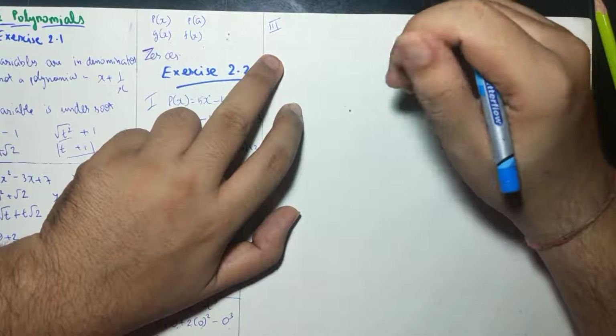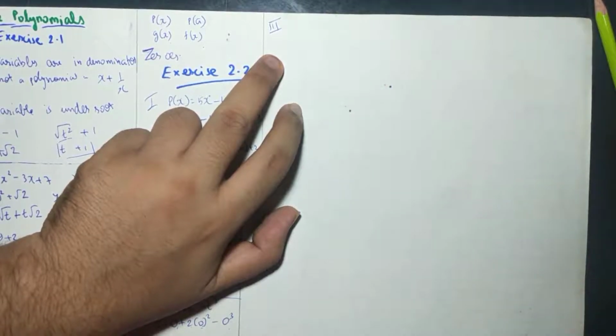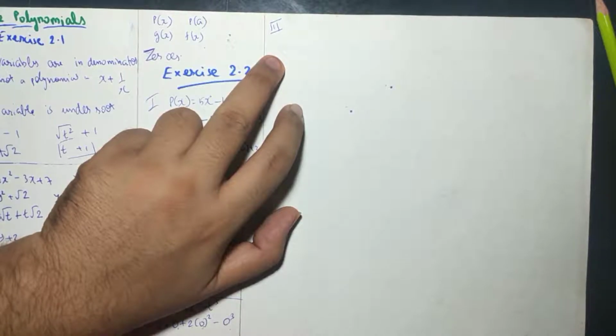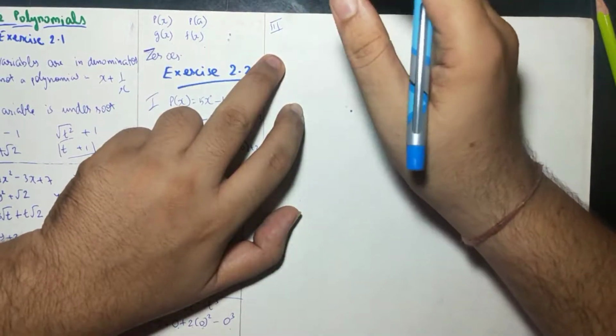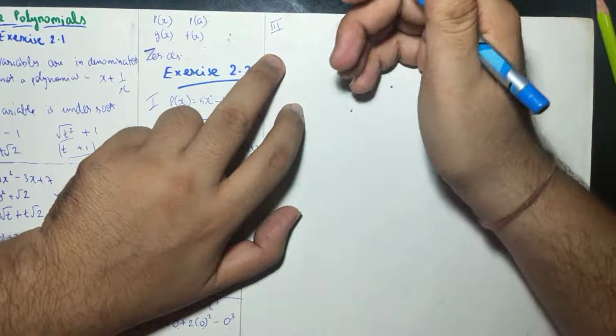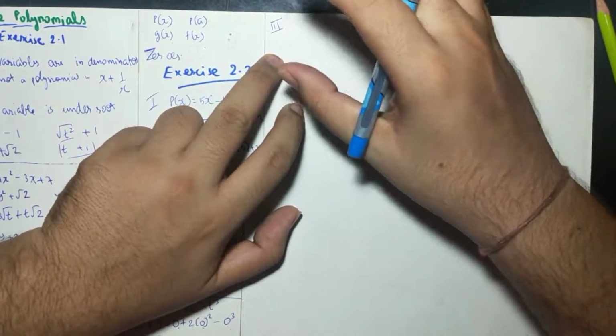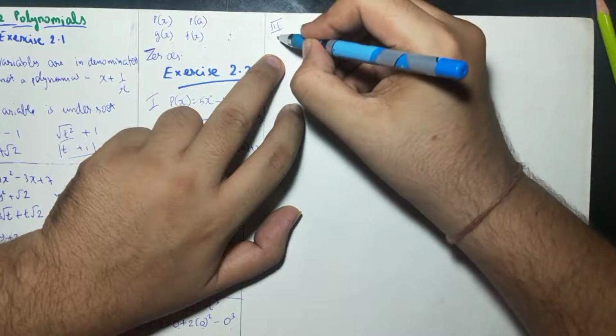And the question is: verify whether the following are zeros of the polynomial indicated against them or not. If they are zeros, write yes. If they are not, then write no. I will be doing 4 sums out of these 8 sums. The remaining 4 will be homework, and I assure you, if you focus on these 4 sums, you will come to know how to solve it.